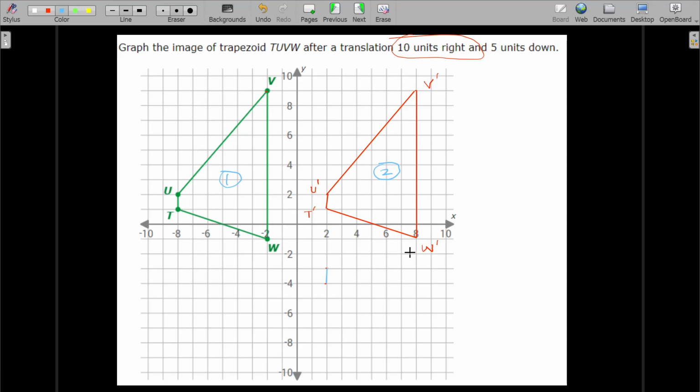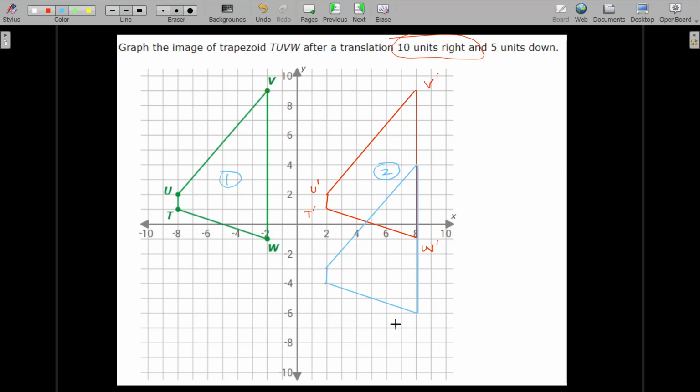W dash is right now at negative 1. We have to shift it 5 units down, so it will come at negative 6. And V dash, which is at 9, by shifting it 5 units down, it will come at 4. So that's the final figure. So that's how we do translations.